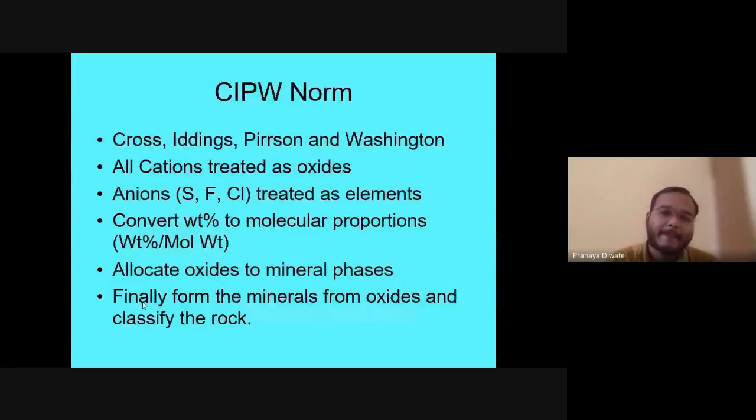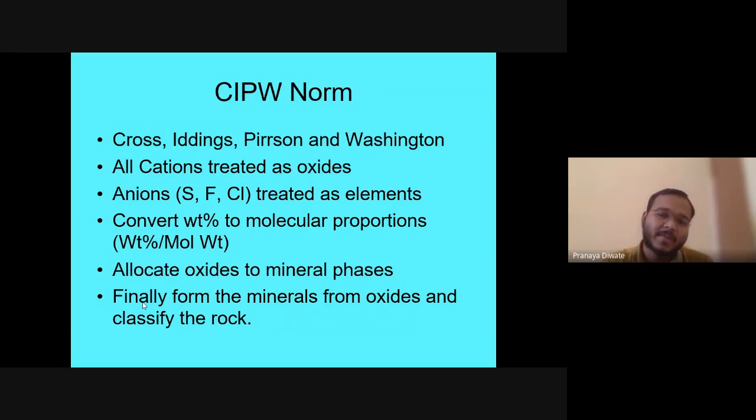So Cross, Iddings, Pearson, and Washington, these four scientists take up the work of having to categorize the rocks. The initial of each name has been taken, and this is popularly known as the CIPW norm.